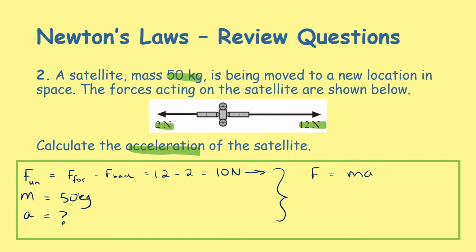F equals ma, so 10 equals 50 multiplied by a, so a equals 10 over 50, and so 10 divided by 50 is equal to 0.2. Because that's acceleration, it's measured in meters per second squared, and remember, because it's a vector, we need a direction. It's the same direction as the unbalanced force, so that will be moving to the right.